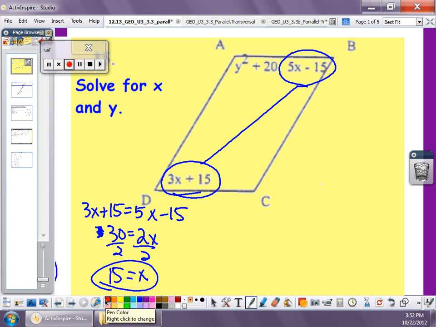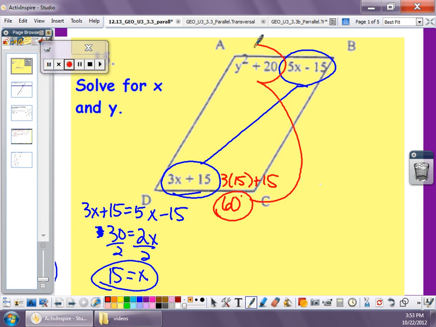So if I put in 15 here, you can do the math. That equals 60 degrees. So I have an angle here, and I have the consecutive angle here. So y squared plus 20 plus 60 equals 180 degrees. They are supplementary. So then I would do y squared plus 80 equals 180.